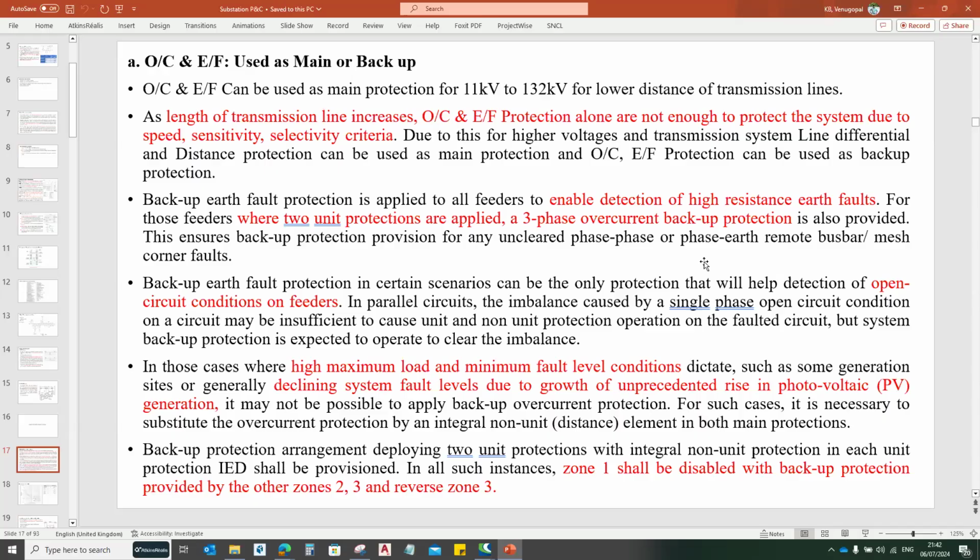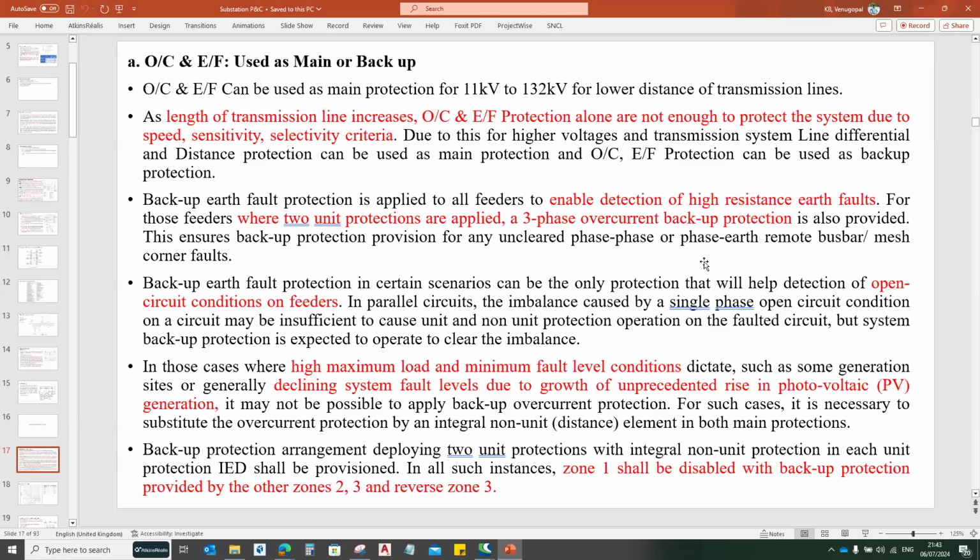In that case, we mitigate that by including one differential protection, and the backup protection function can be overcurrent and earth fault protections. Whenever you have a transmission line shorter than some kilometers, you can have both unit protections: main one as a unit protection and main two as a unit protection. That is, main one is differential, main two is differential, and you can integrate the non-unit protection function, that is distance protection, into these two unit protections.